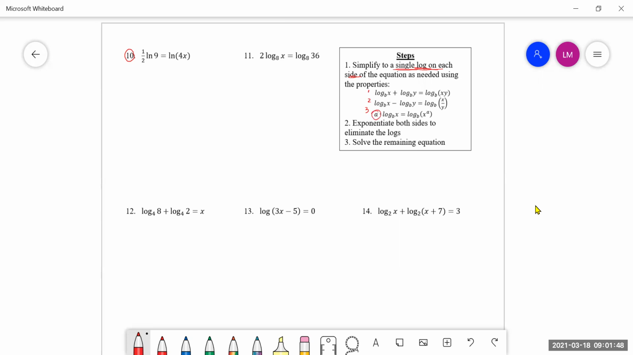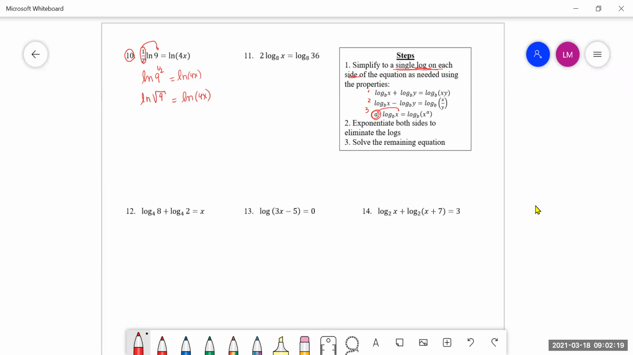Oh, I see a power that needs to go back. So why don't I put that power back in here? So this is going to become the ln of 9 to the 1/2 power equals the ln of 4x. Okay. Now I should remember that the exponent of 1/2 means square root. So the ln of the square root of 9 equals the ln of 4x.